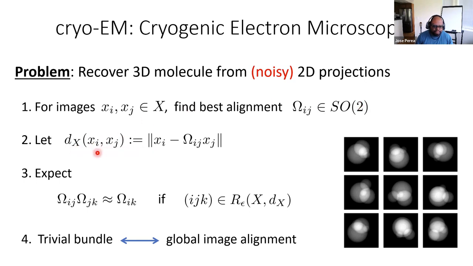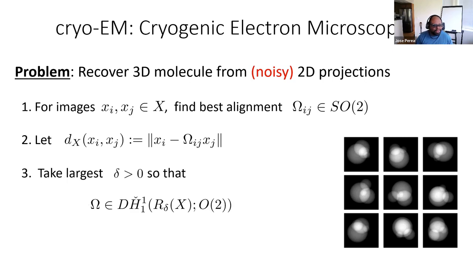Next, define this Procrustes distance between images by saying, I'm going to align i as best as I can to j, and I'm going to measure the distance between the aligned images. And what we expect is that aligning i with j and then aligning j with k should be similar to aligning i with k if the distances between xi, xj, and xk are small. Okay. So now you know that this type of approximate cocycle is exactly the same thing as a vector bundle. And it turns out that that bundle is trivial if and only if all the images can be aligned at the same time. Again, remember that we want to align images as much as possible so that we can take averages and mod out the noise. And this is saying that you can align all of them if and only if this vector bundle is trivial.